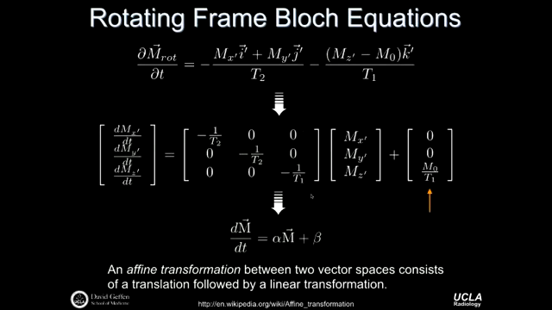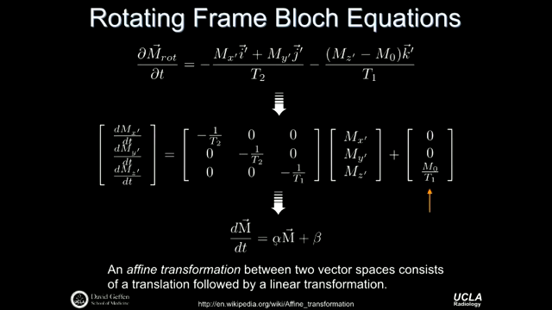This expression here looks something like the time rate of change of the bulk magnetization is equal to some scaling of, which is your alpha matrix, plus some constant. And the downside to an equation of this form is it represents what we call an affine transformation between two vector spaces. That means it consists of some translation, which is the beta component, and some linear transformation, which is alpha.